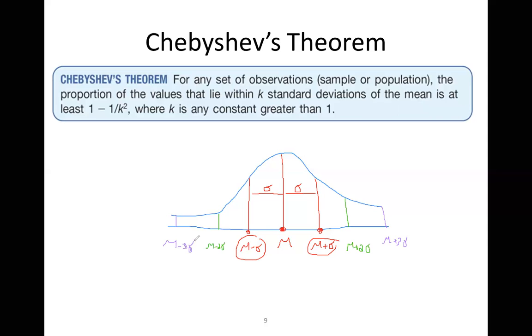So if the center is mu and the variation around the center is the value sigma, the question can be: what is the proportion of data between mu minus sigma and mu plus sigma? Or between mu minus 2 sigma and mu plus 2 sigma, and so on. We have 2 ways to answer that question. The first way is using the Chebyshev theorem, and the second way is using the empirical rule.